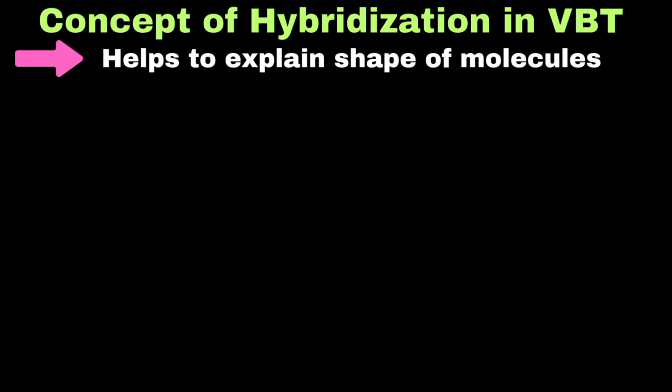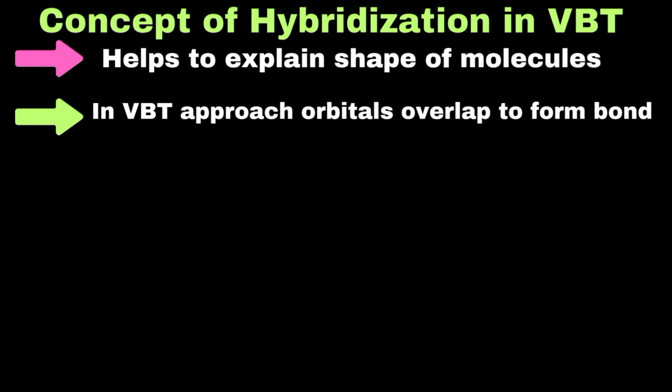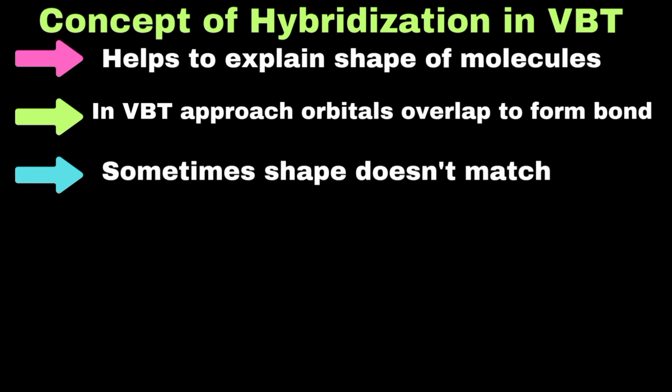Now, we will discuss the concept of hybridization in valence bond theory. Actually, hybridization is a concept in valence bond theory that helps explain the shapes of molecules. According to VBT, atomic orbitals combine to form bonds, but sometimes the observed shapes of molecules do not match the expected shapes based on pure atomic orbitals. Hybridization occurs when atomic orbitals of similar energy mix together.